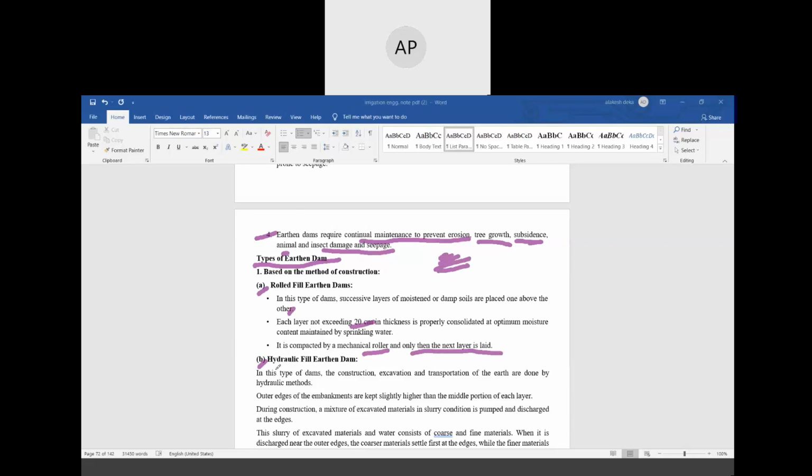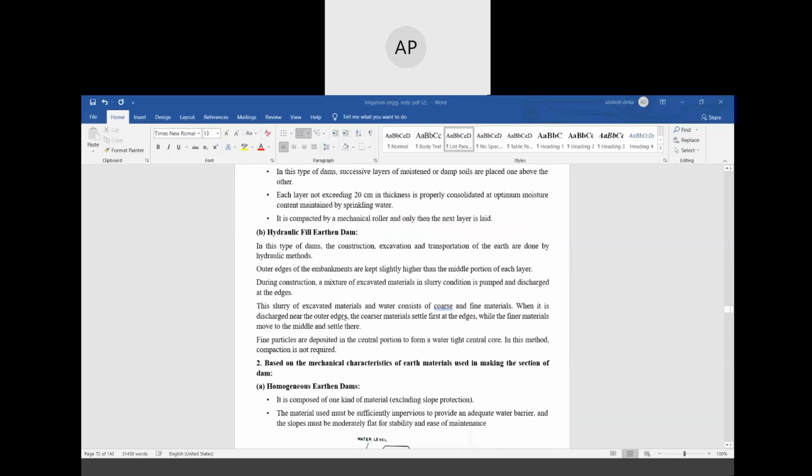Next are hydraulic fill earthen dams. In this type of dam, the excavation and transportation of the earth are done by hydraulic methods. Outer edges of the embankment are kept slightly higher than the middle portion of the layer. During the construction, a mixture of excavated material in slurry condition is pumped and discharged at the edges.